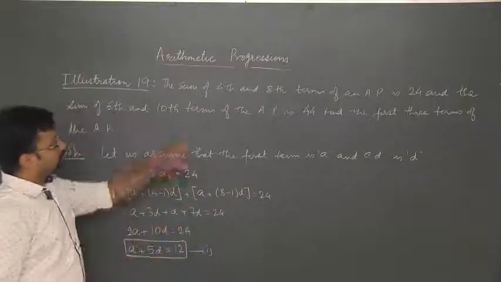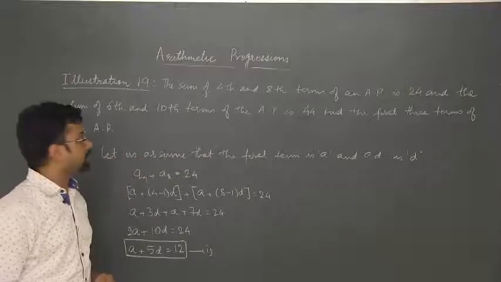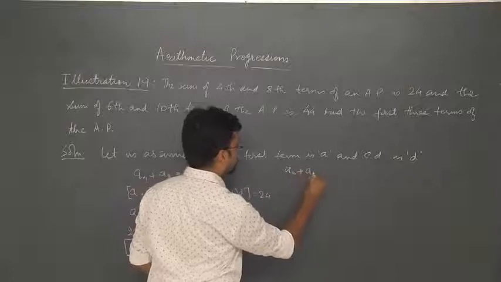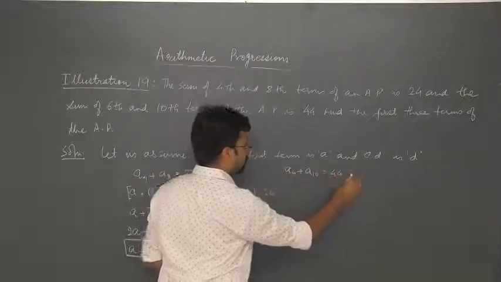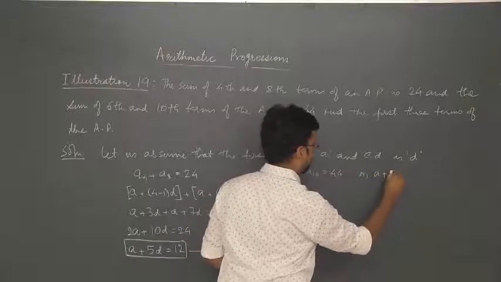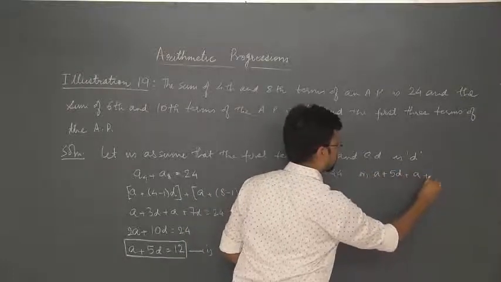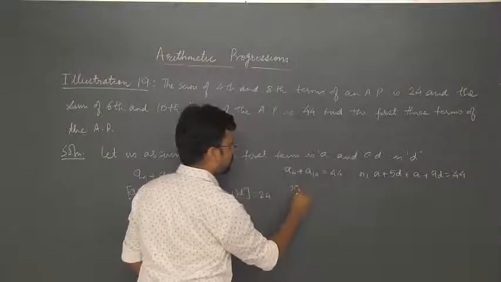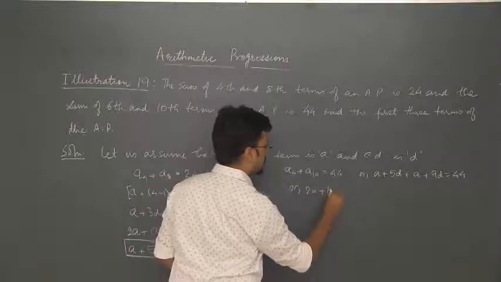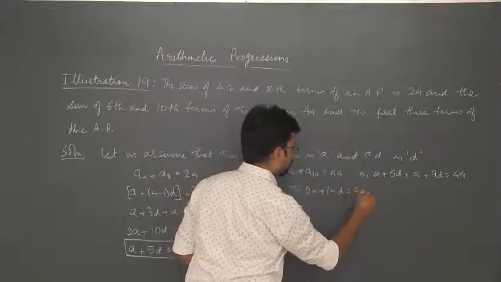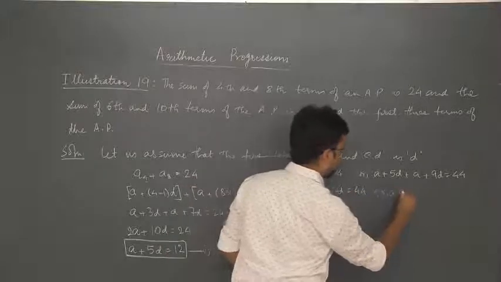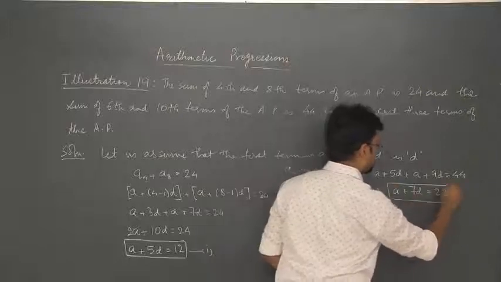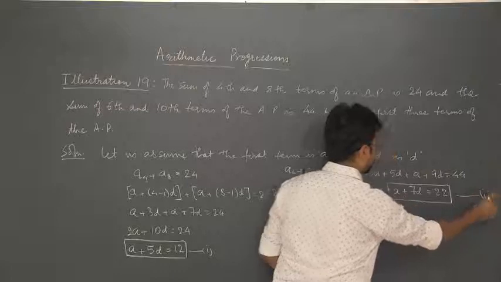Similarly, if we use the second given condition that the sum of the sixth and the 10th terms is 44, what do we get? We have A6 plus A10 equal to 44, or A plus 5D plus A plus 9D will be equal to 44. So what do we get there? We have 2A plus 14D is equal to 44, or A plus 7D is equal to 22. So this can be taken as equation 2.